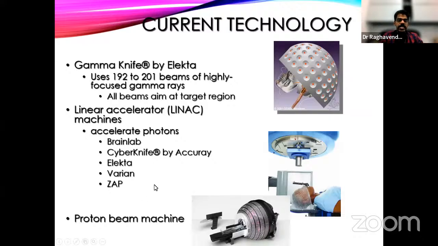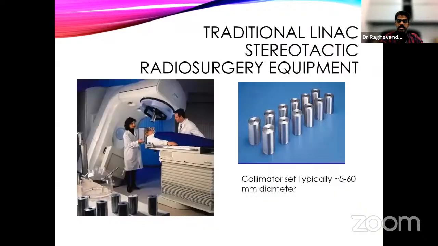Then we have linear accelerators. Something like BrainLab Novalis is available, and CyberKnife by Accuray, where you want to have a frameless system, and Elekta and Varian have their own systems for radiosurgery. It is dedicated to radiosurgery. And the new entry to all these is the ZAP. It's a gyroscope based linear accelerator, where you can see here. We will discuss about this. And the proton beam machines. These are the current models of the methodology of delivering radiation for SRS.